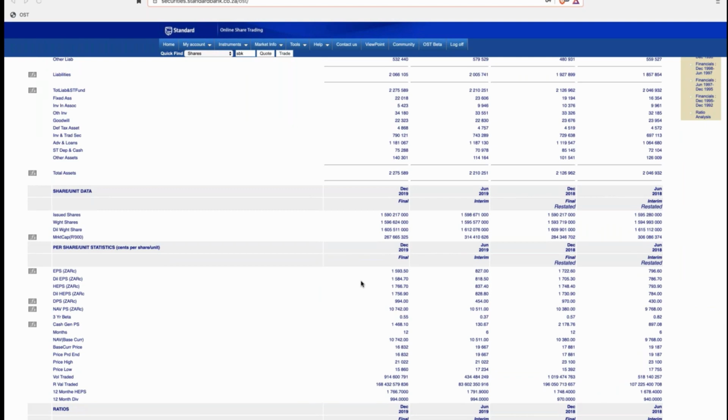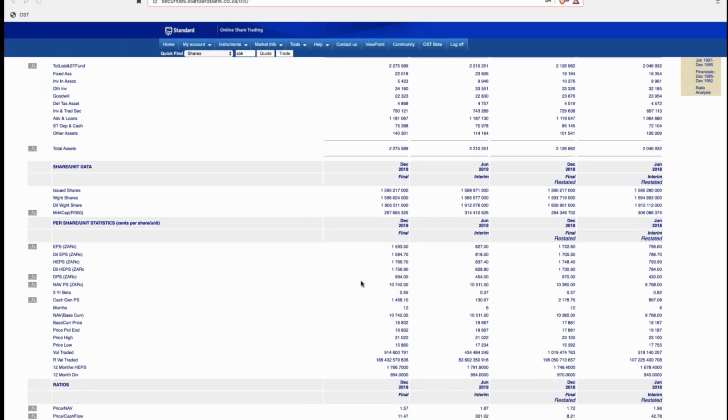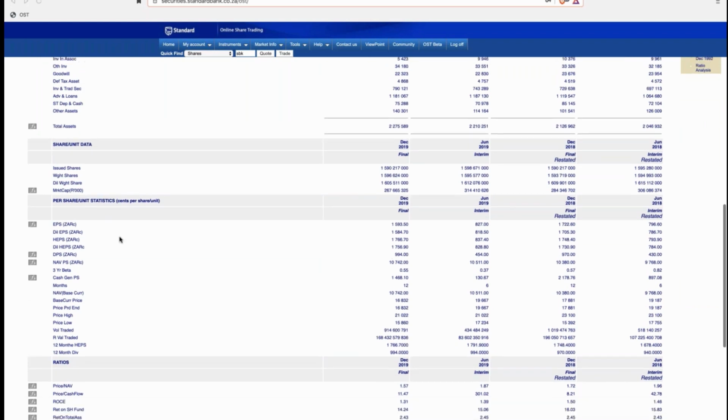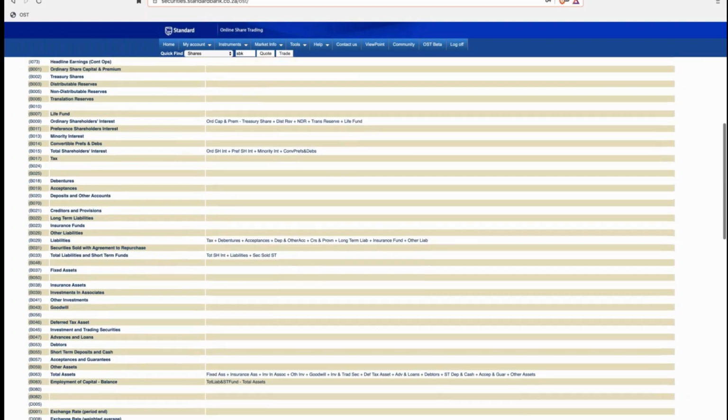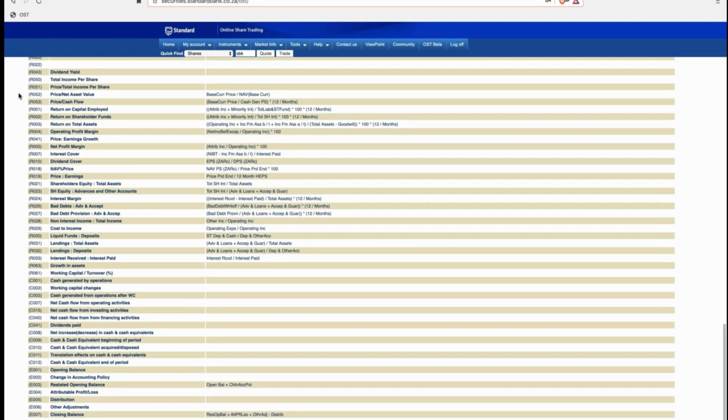What we've got down here is some share price data in terms of, for example, earnings per share, diluted earnings per share, headline earnings per share. I'm looking at these on the left over there. If you're not sure what a NAV per share is, you click on that little button and you've got an explanation here which will help you understand what that formula is and all the various other different formulas.